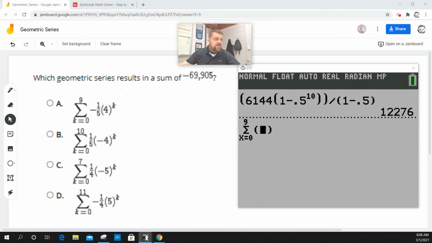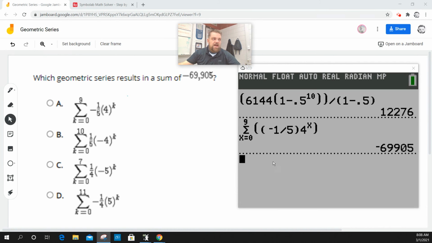We're going to say you've got to put it in parentheses. Negative 1 divided by 5 times 4 raised to the, we're going to use x instead of k. Let's see if that one works. Oh, hey, we got lucky. That was the very first one.